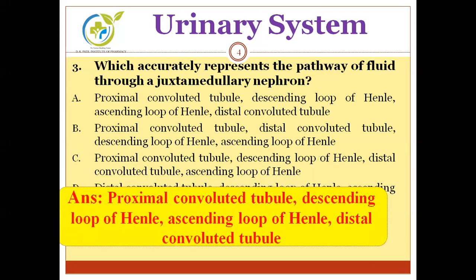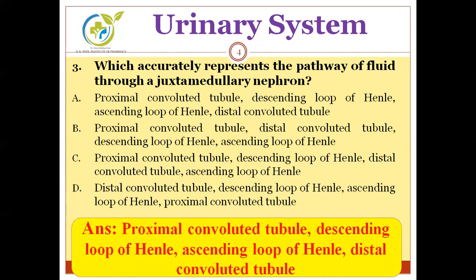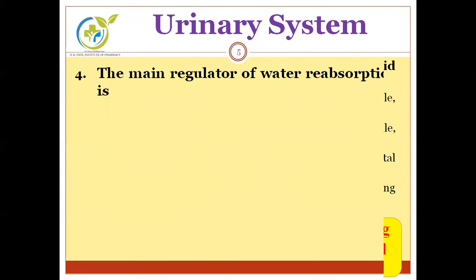And the correct answer is, first of all, from glomerulus, the urine transfers to the PCT, that is proximal convoluted tubule. Then it moves to the descending loop of Henle, then moves to the ascending loop of Henle, and last distal convoluted tubule, which is collected through collecting duct.